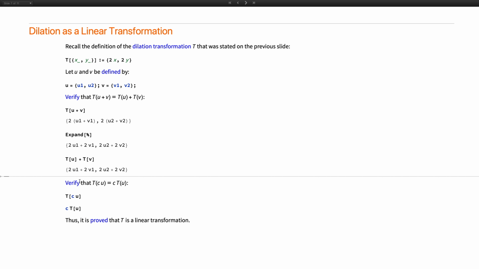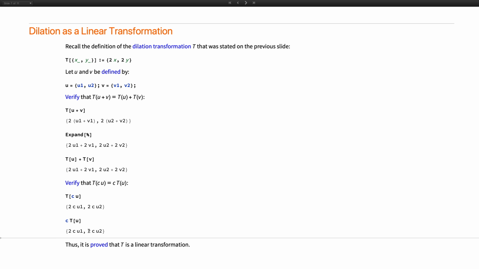And then you check the second property. So if we do T of C times U, that's the same as C times T of U. So what we've done over here is to prove that this dilation is actually a linear transformation. So dilations are a simple example of linear transformations.